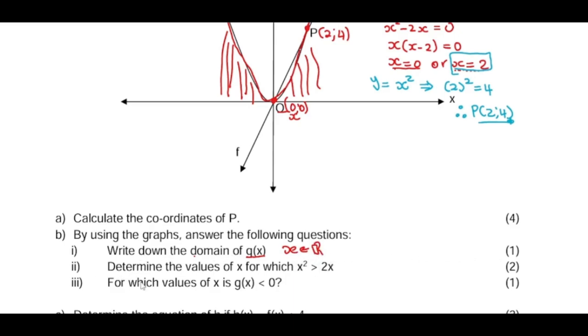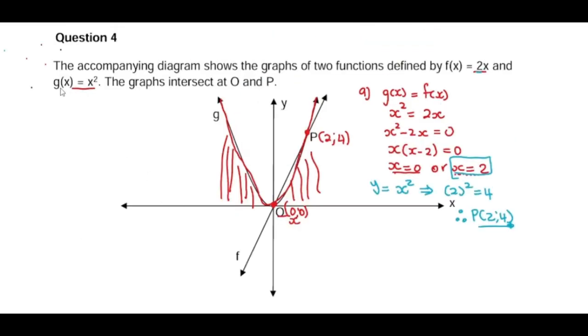So the next question says, determine the values of x for which x squared is greater than 2x. So I'm just going to put this in the simplest way so that it will be easy for me to understand this question. I know that x squared is my g(x).